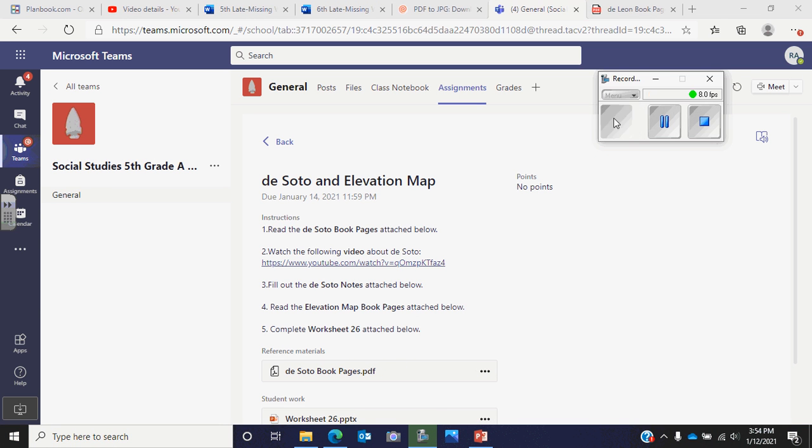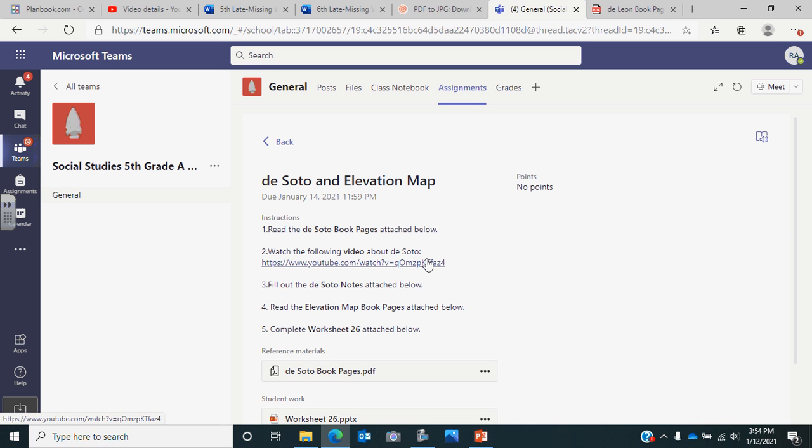So you can see on the assignment, the first thing that we're going to do is read the book pages. So the pages about De Soto from our textbook. I have a video that you're going to watch as well that's going to give you information. You just click on it.